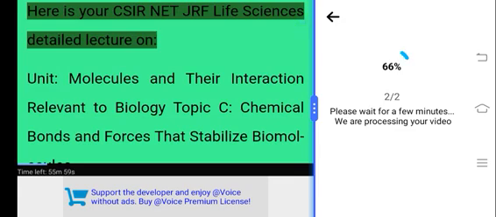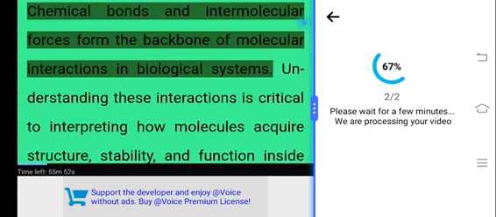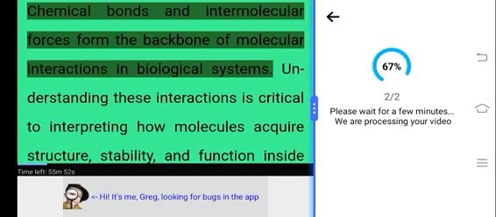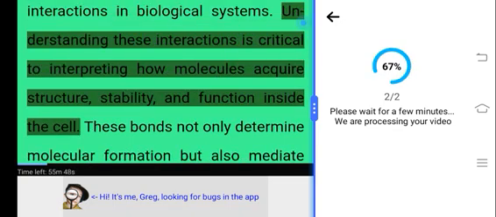Here is your CSIR NET JRF Life Sciences detailed lecture on Unit: Molecules and Their Interaction Relevant to Biology. Topic C: Chemical bonds and forces that stabilize biomolecules. Chemical bonds and intermolecular forces form the backbone of molecular interactions in biological systems. Understanding these interactions is critical to interpreting how molecules acquire structure, stability, and function inside the cell.